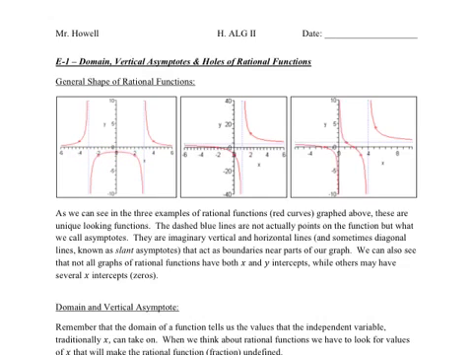Here, there's no y-intercept because the vertical asymptote, which is the y-axis, acts as a boundary. This curve gets closer and closer, and this one gets closer and closer, but it doesn't actually touch it.